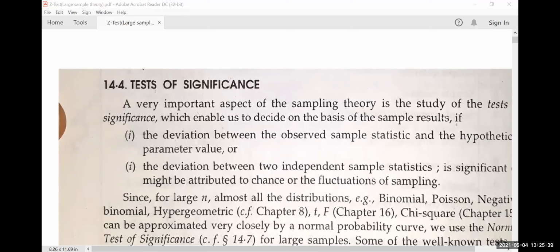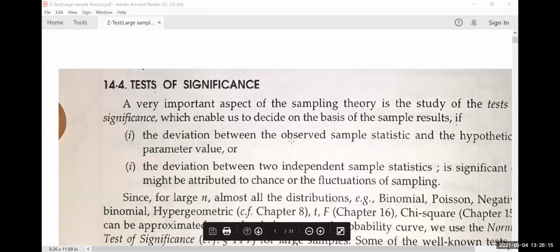देखो, हमने सैम्पलिंग क्यों करनी है, राइट? क्योंकि सारे पॉपुलेशन को एकदम से एस्टिमेट करना, पॉपुलेशन के एक एक यूनिट्स को निकाल के उससे रिजल्ट निकालना, it's not possible. So that's why we use the sampling theory. उसमें जो सबसे इंपॉर्टेंट एस्पेक्ट है वो टेस्ट ऑफ सिग्निफिकेंस है. तो टेस्ट ऑफ सिग्निफिकेंस हमें क्या बताता है? It is to check the deviation between the observed sample statistic and the hypothetical parameter value.